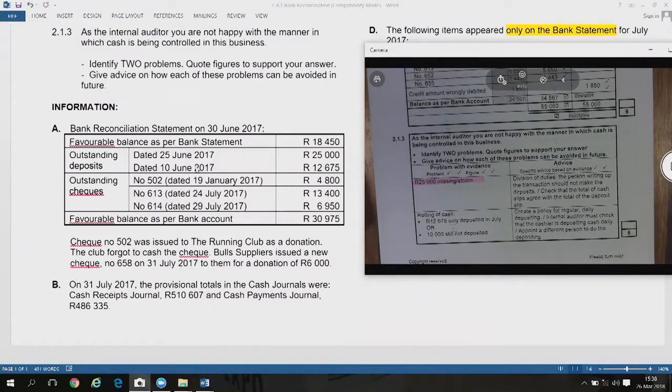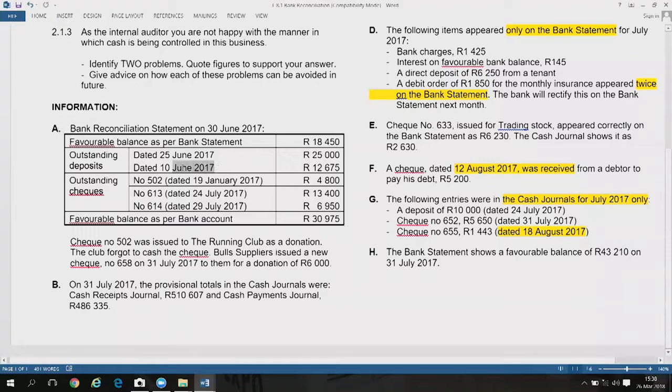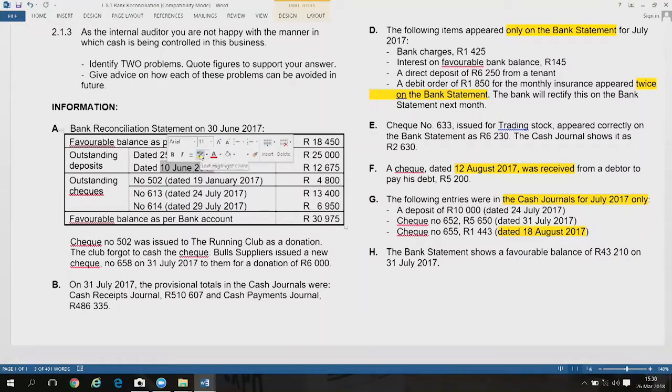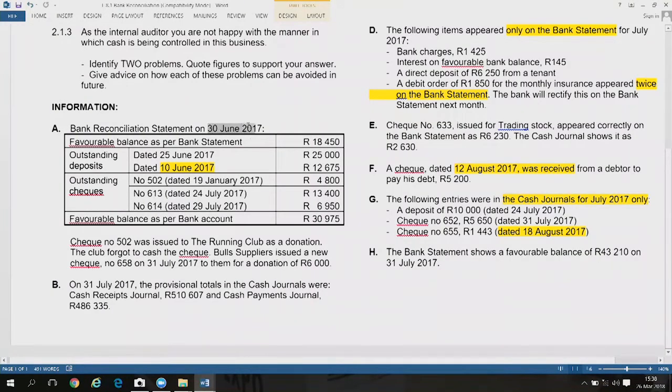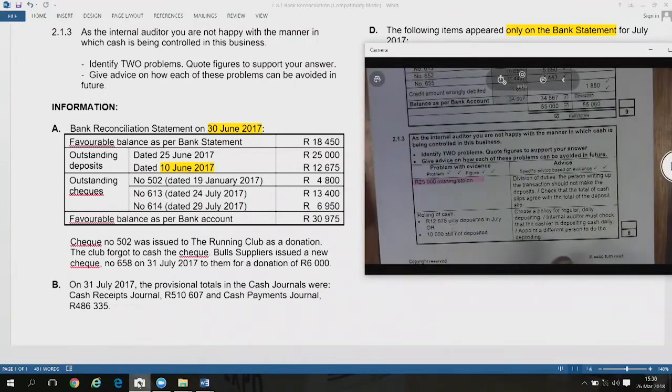12,675, which was dated, the deposit was already in the CRJ on the 10th of June, and it only appeared on the bank recon at the end of June, on the 30th of June. That deposit was not in the bank yet. It was in the CRJ, but it was not on the bank statement. So my question is, what happened from the 10th of June until the 30th of June, so that it only appears in July?